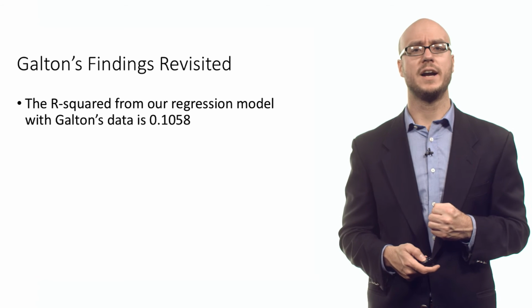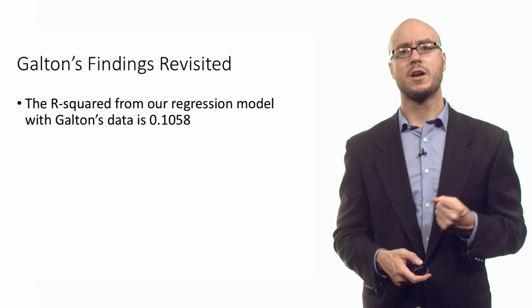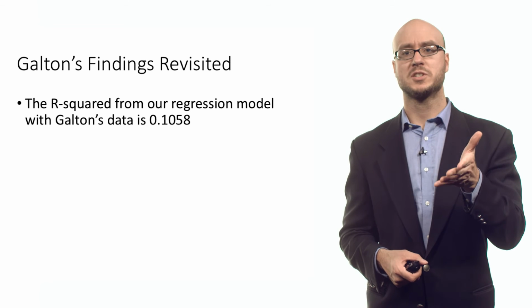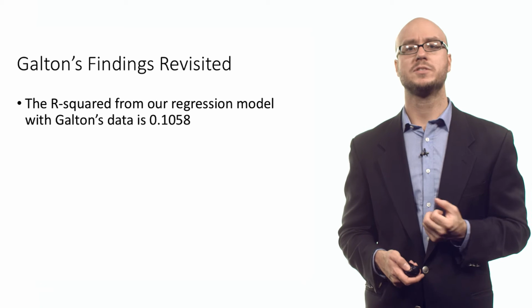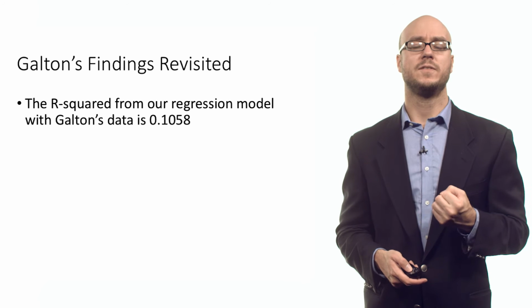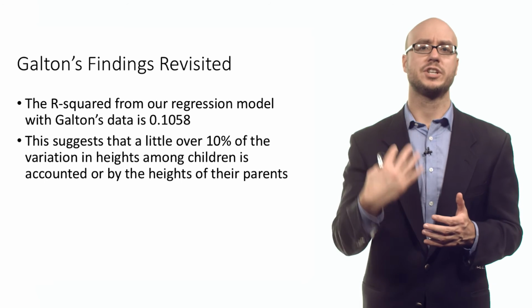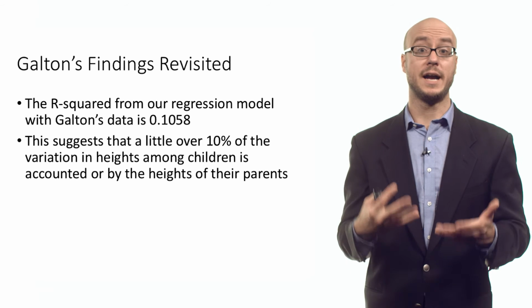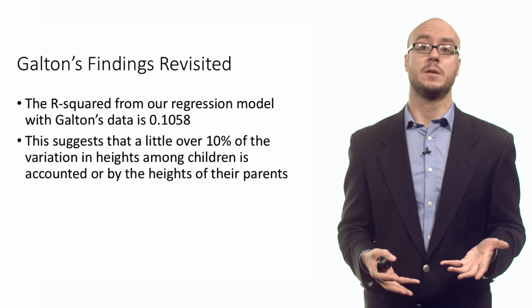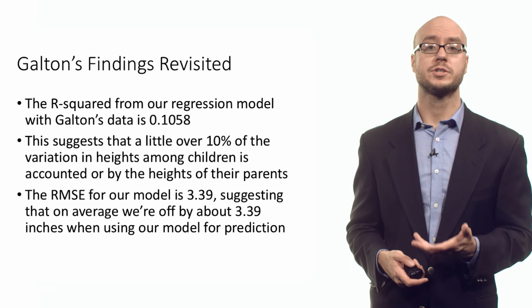So let's look at Galton's findings again. The r squared from our model, that is the model sum of squares divided by the total sum of squares, is about 0.1058. So that tells us that a little over 10% of the total variation in heights among children is accounted for by the height of their parents, which may not seem like that large an amount.